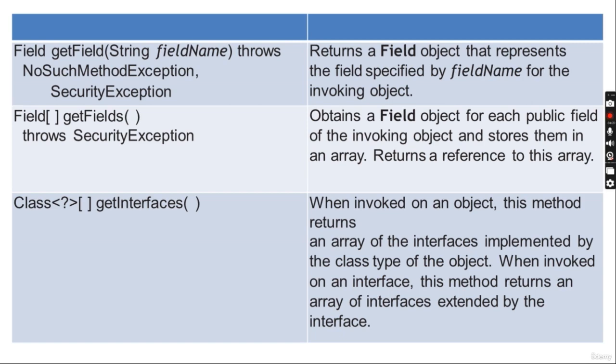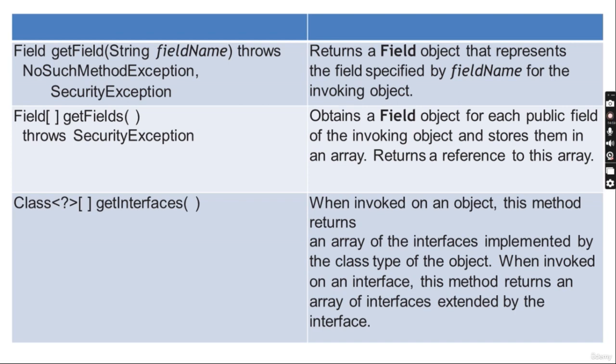Field getField(String fieldName) throws NoSuchFieldException and SecurityException returns a Field object that represents the field specified by fieldName for the invoking object. Then Field[] getFields() throws SecurityException. Here we are getting only one field, and here we are getting the field array. It obtains a Field object for each public field of the invoking object and stores them in an array, and returns a reference to this array.